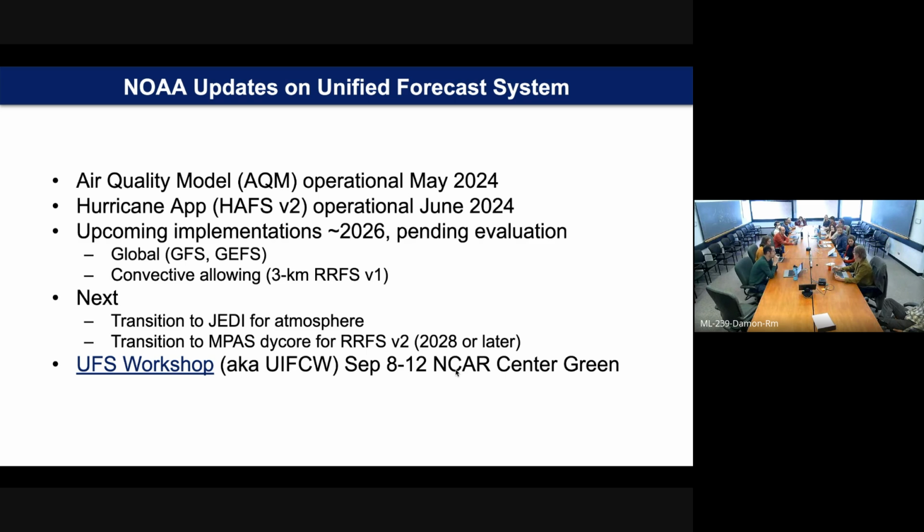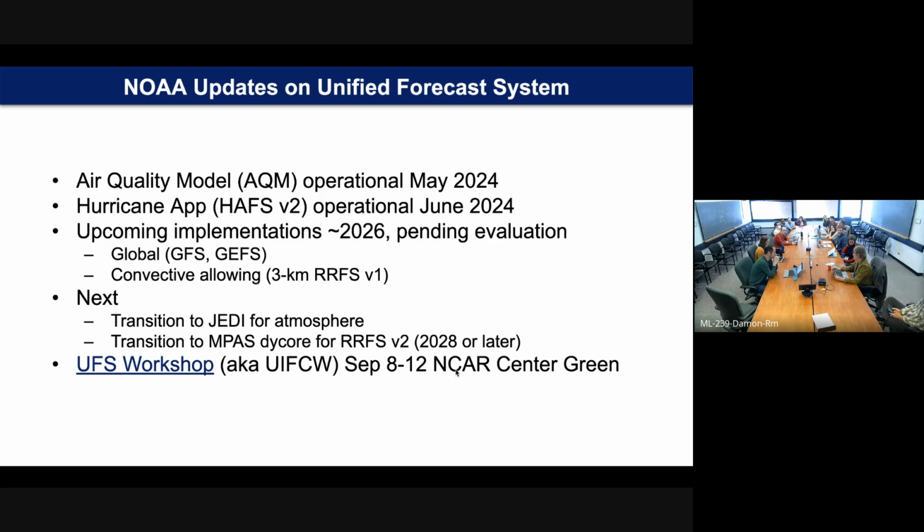That's a 13-kilometer regional model over North America, coupled with the CMAQ for chemistry. And another operational implementation last year was the Hurricane AFS, which is also a limited-area model that runs on demand over the oceanic basins when there's a tropical storm. It's coupled with the HYCOM ocean model. And then coming up, hopefully in 2026, pending evaluation, we'll have implementation of 2 global models.